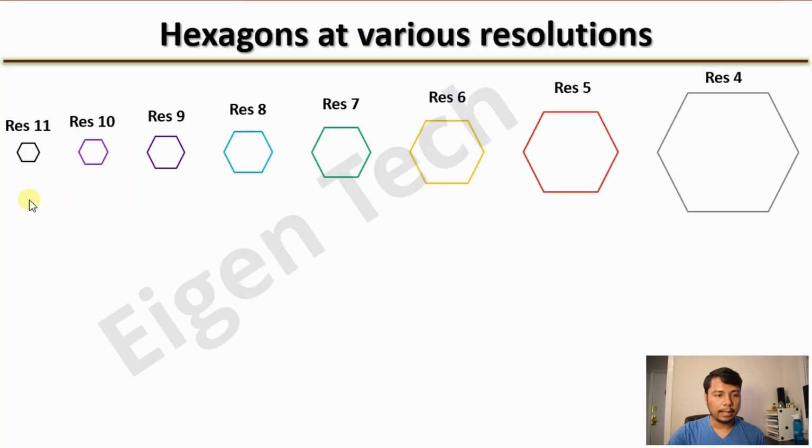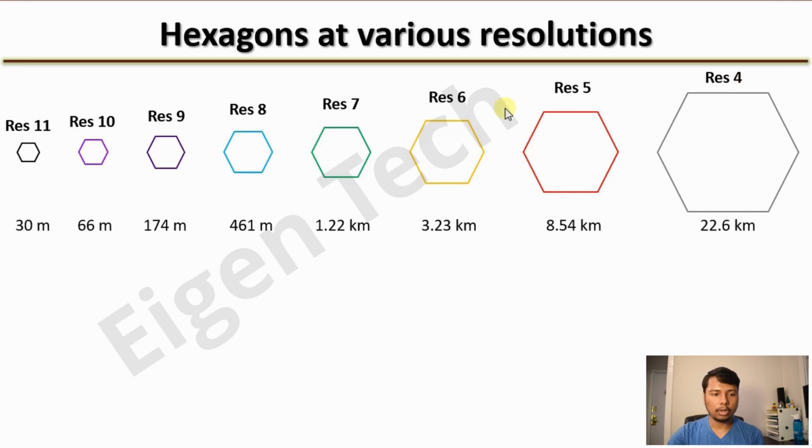In this presentation, I am showing you hexagons at different resolutions, starting from resolution 11 all the way up to resolution 4. So the higher the number, the finer it is, so the smaller the area, and a smaller resolution number means a larger area. If you talk about the arm length, it starts from 30 meters for resolution 11, for resolution 10 it is 66 meters, and it goes all the way up to 22.6 kilometers for resolution 4.